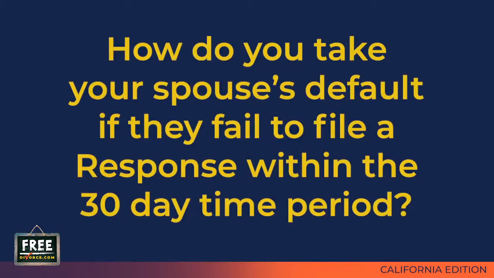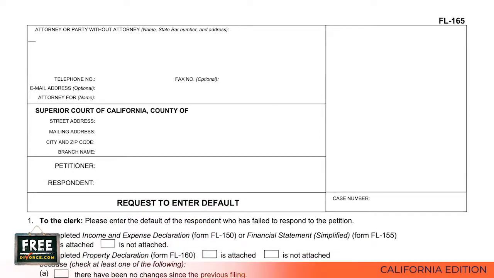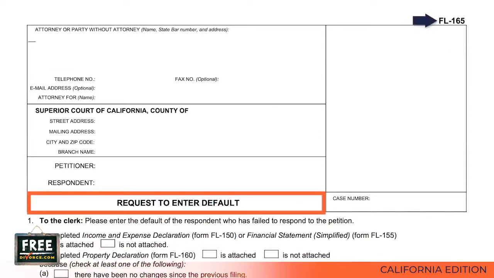Christina, how do you take your spouse's default if they fail to file a response within the 30-day time period? First, you need to file your proof of service of summons, FL 115, before you can take your spouse's default. After you have filed your proof of service of summons, you will then need to fill out and file with the court a request to enter default, which is FL 165.